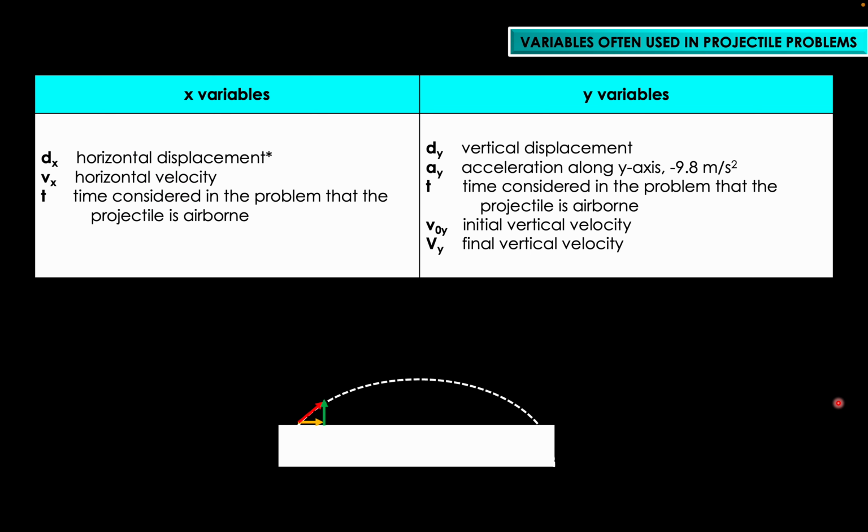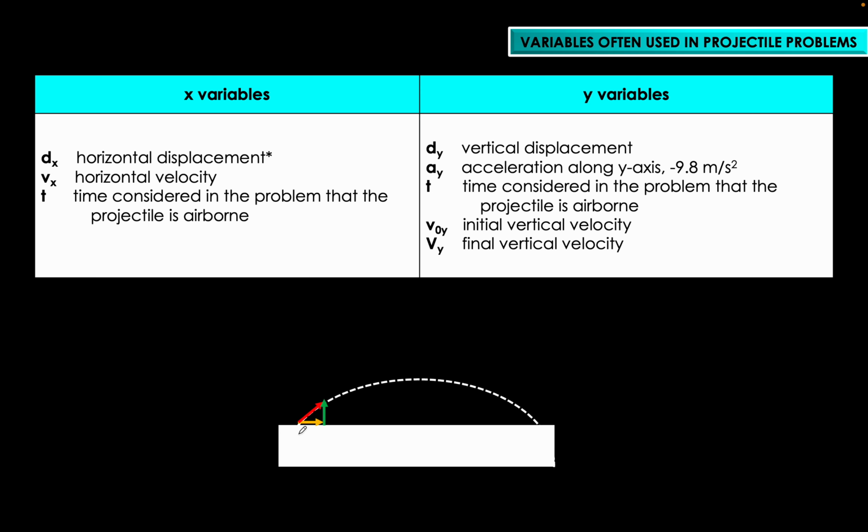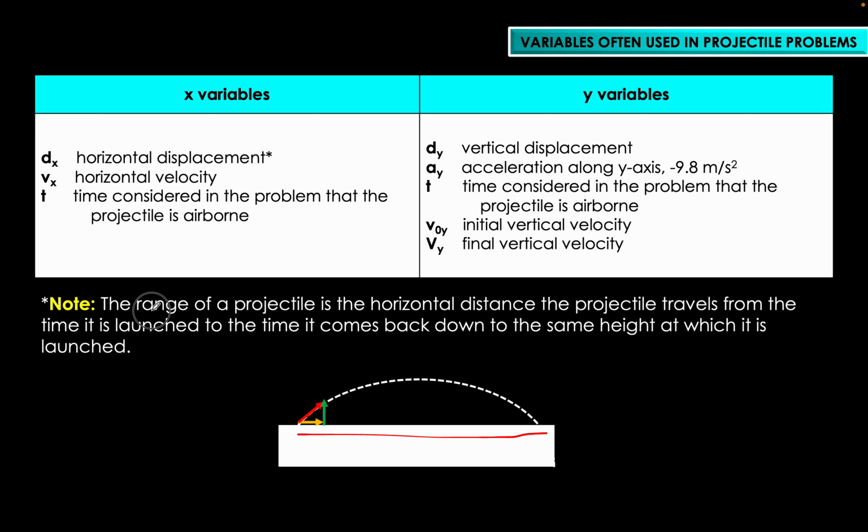Next, the variables. These are your other best friends when you are dealing with projectile problems. So we have the x variables here. First, we have the x, which is the horizontal displacement. Take note that this horizontal displacement is not specifically referring to the range. It's not necessarily the total horizontal displacement. We actually use the term range, and we use r to represent the total horizontal distance covered by a projectile.